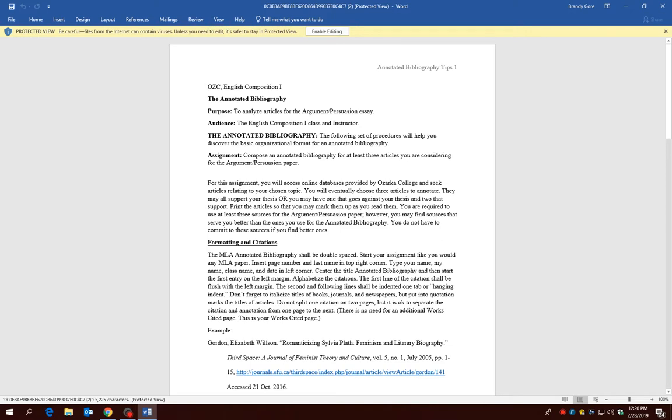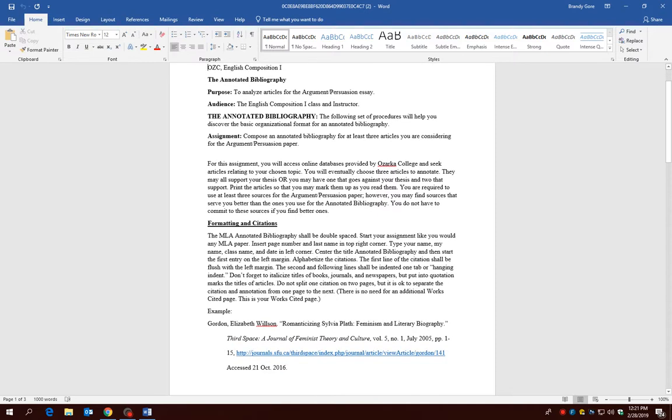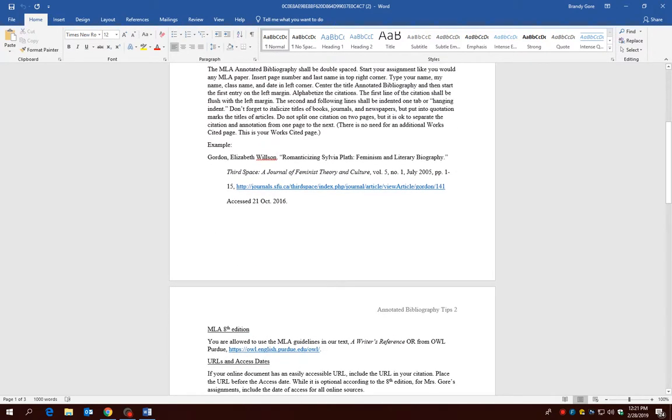We are calling this a progressive annotated bibliography because you're only doing one entry at a time. Please don't attempt to do all three. It explains what the annotated bibliography is, and here is an example. This piece is called the citation, and it's in MLA 8th edition. That's what your textbook uses.